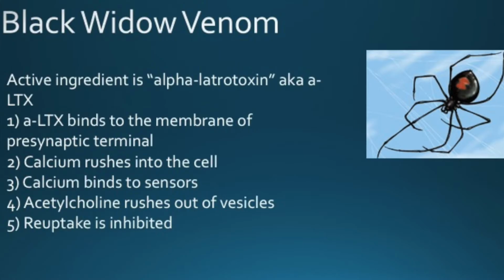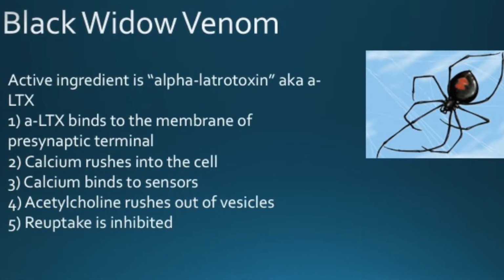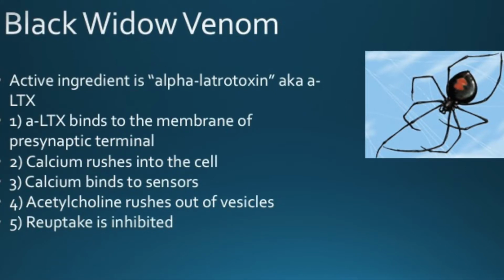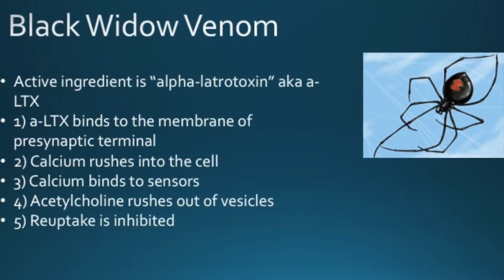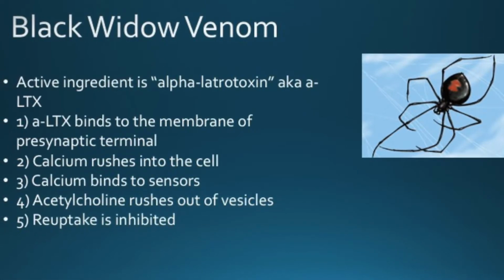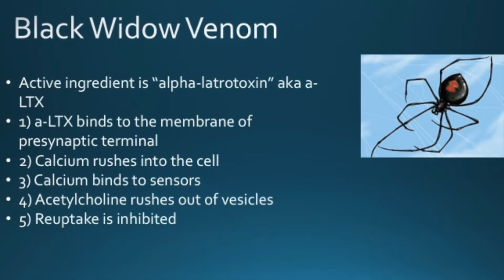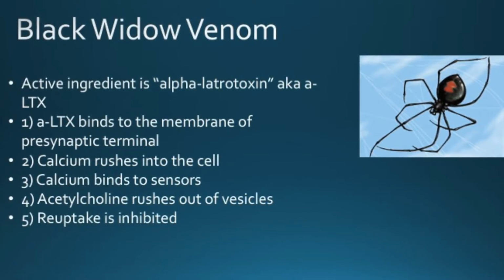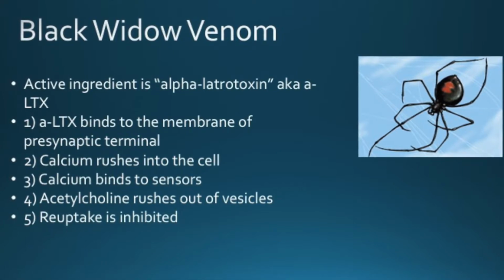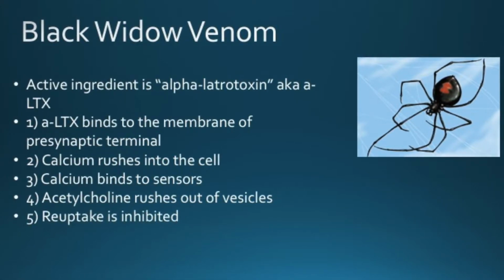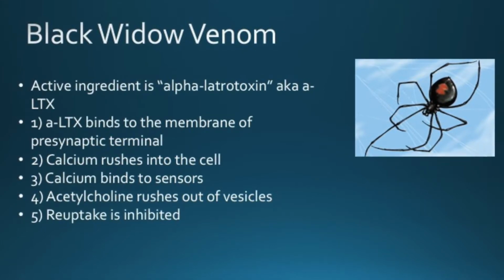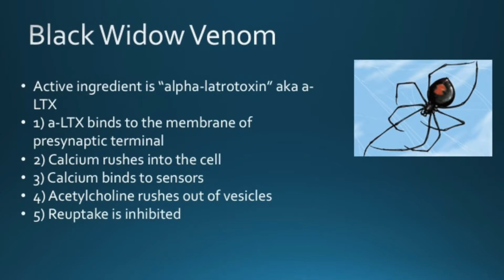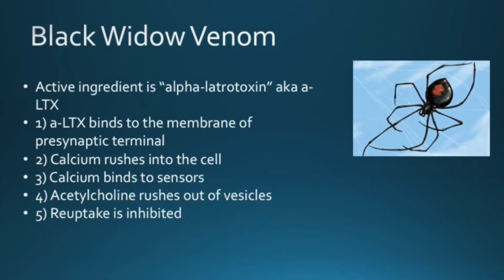When someone is bit by a black widow spider, a toxin called alpha-latrotoxin, or LTX, is sent into the bloodstream. LTX can bind to the membrane of the presynaptic terminal, which causes calcium to rush into that neuron. The calcium binds to the calcium sensors, which causes the synaptic vesicles to fuse with the membrane and release the transmitter acetylcholine. Acetylcholine is the neurotransmitter that is responsible for making your muscles move. LTX causes a massive amount of acetylcholine to be released.